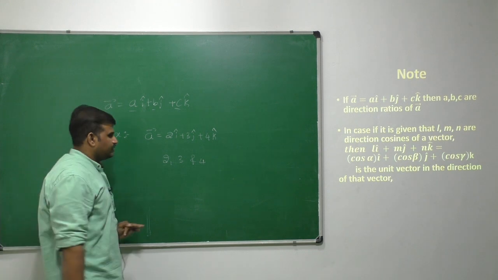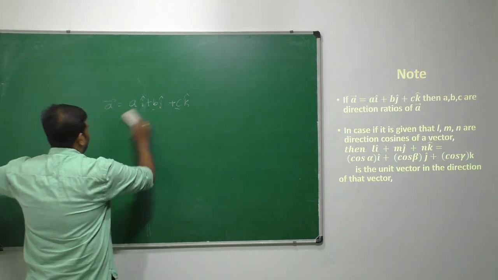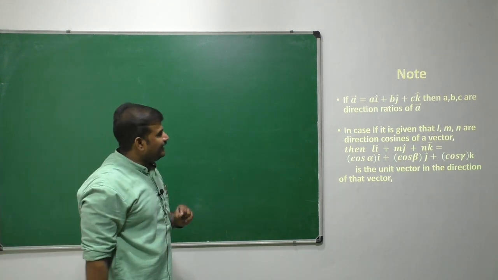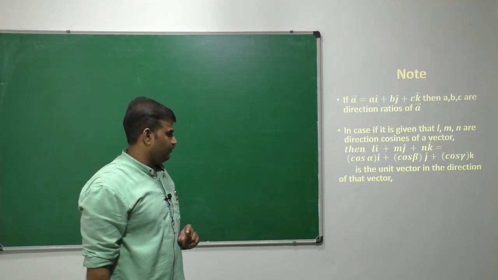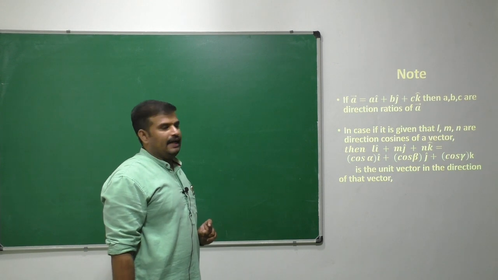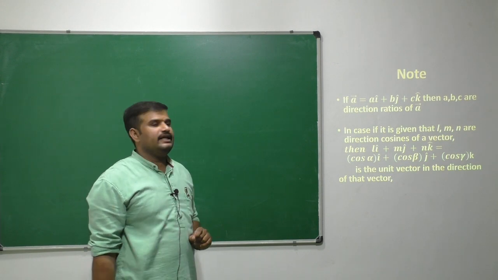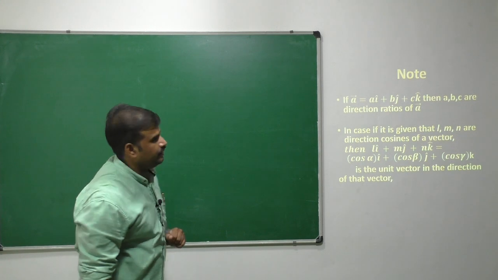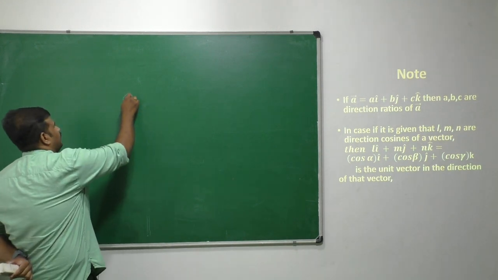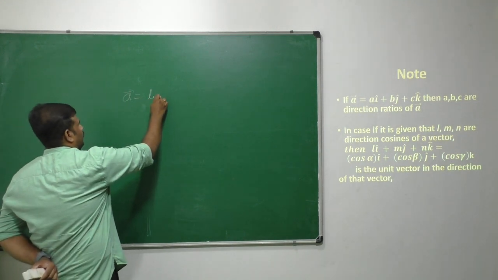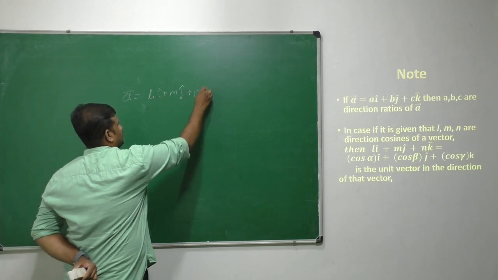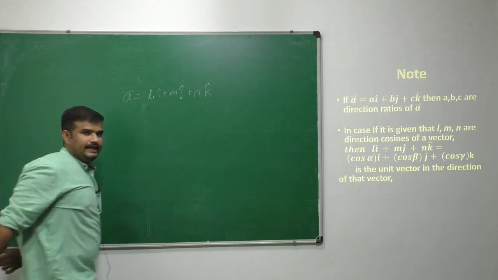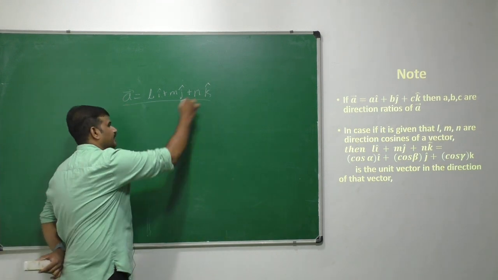Okay, the next note is note number 2. In case it is given that l, m, n are direction cosines of a vector, then l i cap plus m j cap plus n k cap is a unit vector. That is, if your vector is in the form l i cap plus m j cap plus n k cap, we call this vector a unit vector.